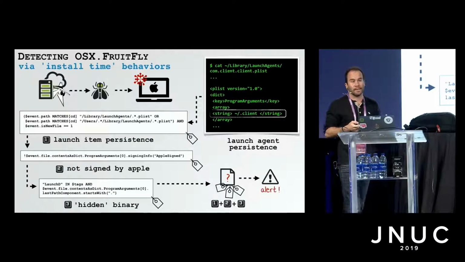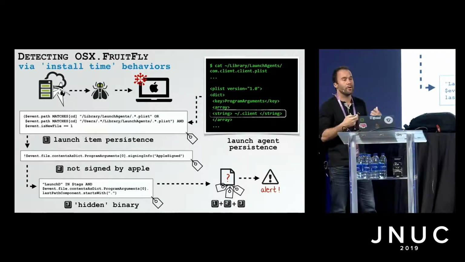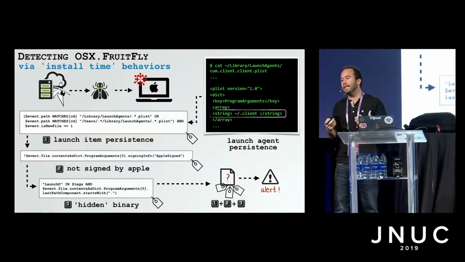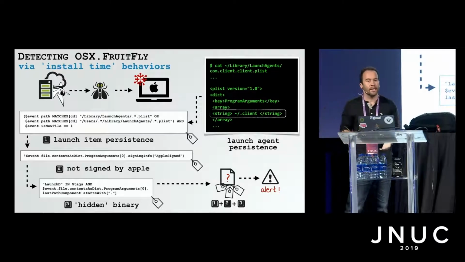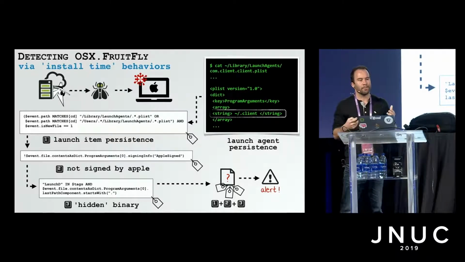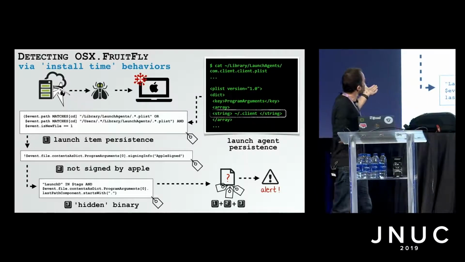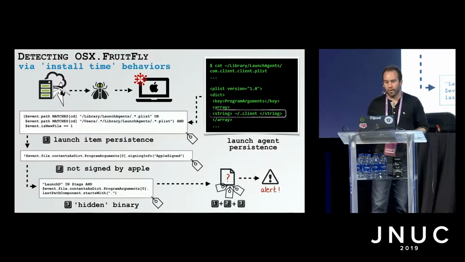Similarly, we can also detect a sample of malware such as Fruitfly, even if it's been repurposed, by observing various events that cumulatively indicate something suspicious is happening. So here we observe the fact that a hidden non-Apple binary has persisted a launch item. There is no legitimate software that's going to do this, right? So as soon as we see a launch item has been created that's not signed by Apple, that is executing a hidden binary, we will alert and key on that fact right away.